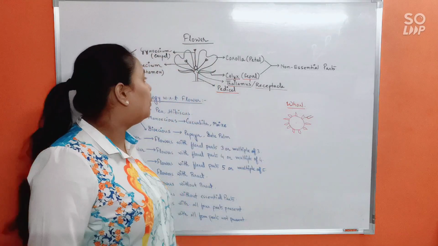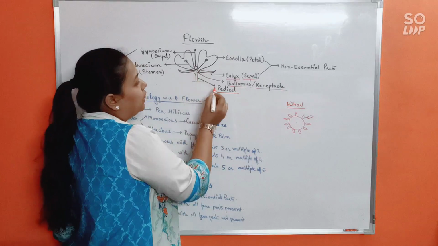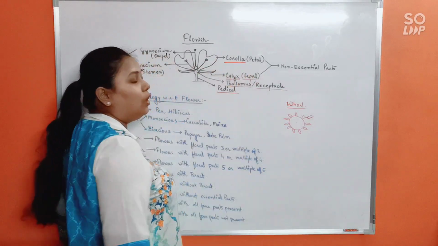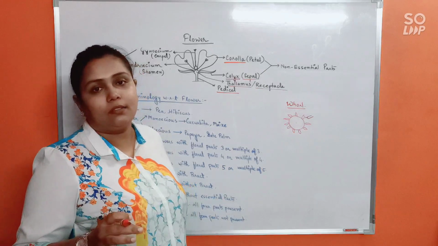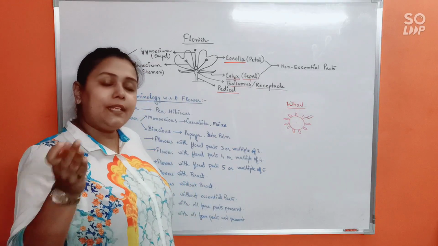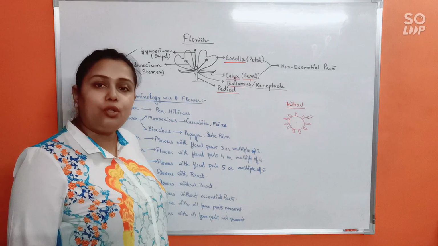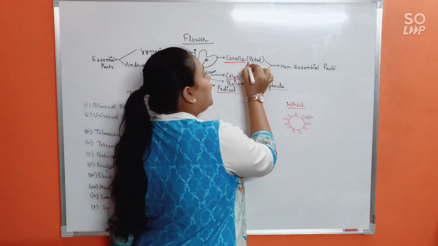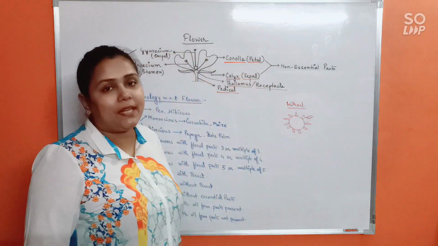Alright, now next, internal to the calyx remains the next whorl, that is corolla. Inside or internal to the calyx would remain the corolla. Now corolla is the whorl which is made up of single units, which are the petals.